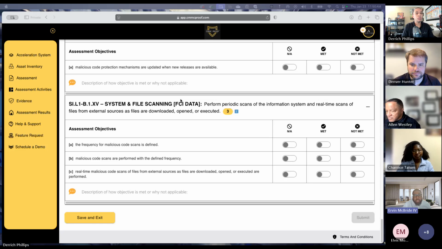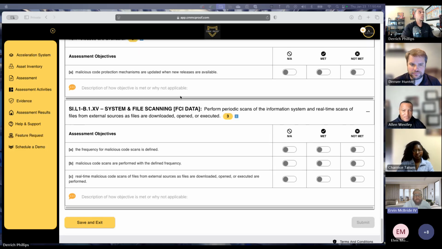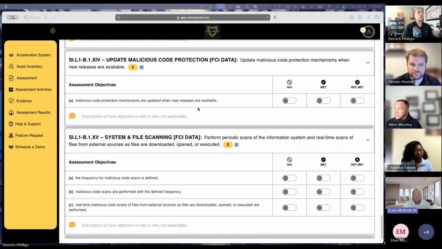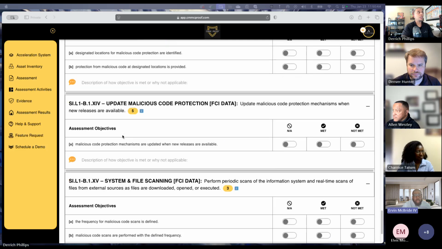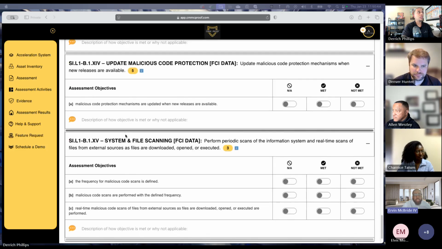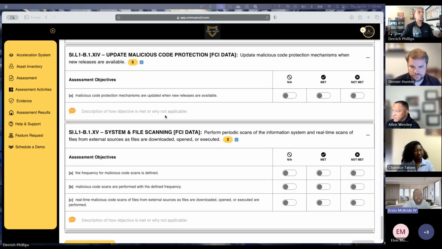One of the biggest things is to update your security control.